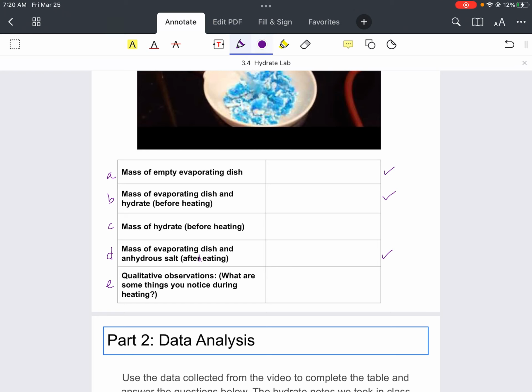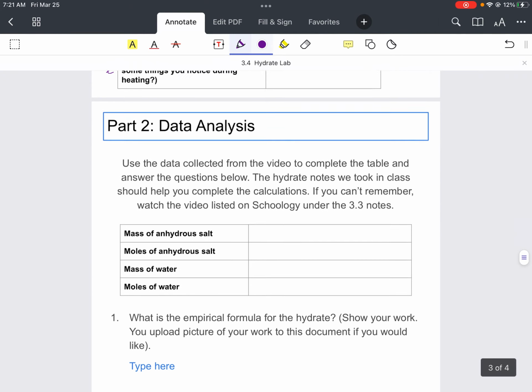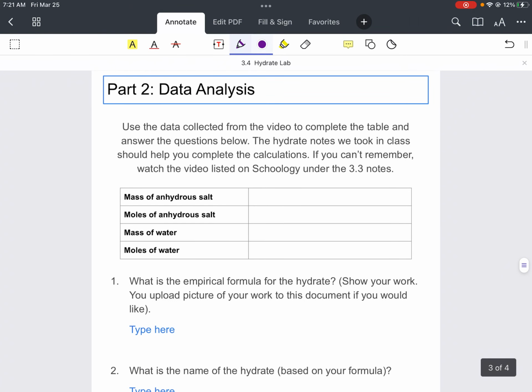And then as you're watching the video, make sure you take some qualitative observations. So remember, qualitative is words. You're just describing what you're seeing while this lab is taking place, while the heating is taking place. In order to find the mass of just the hydrate, just the blue substance, you want to subtract B minus A, because that will take out the mass of the evaporating dish and leave you with just the hydrate.